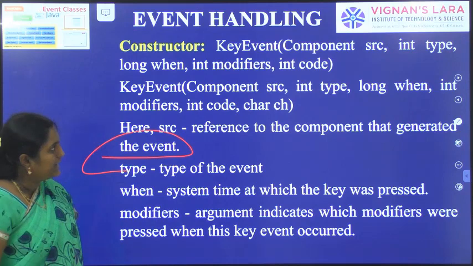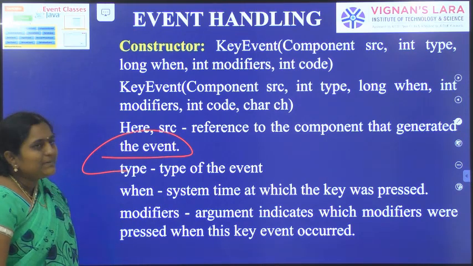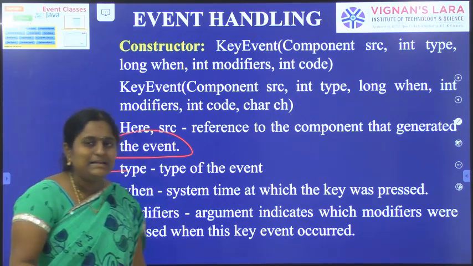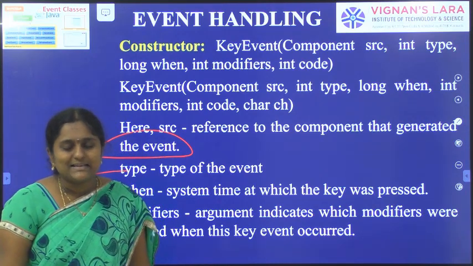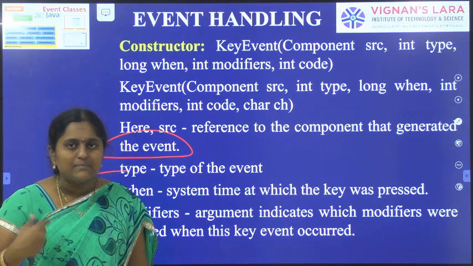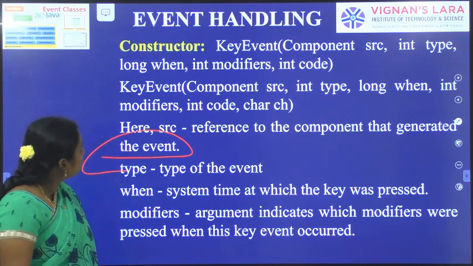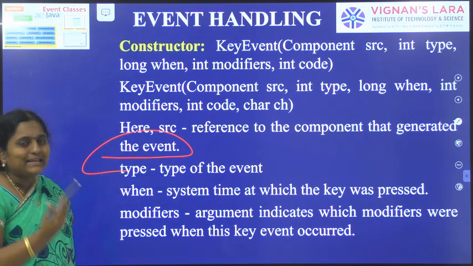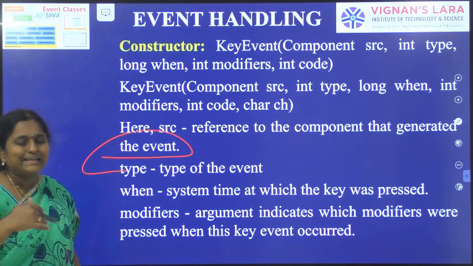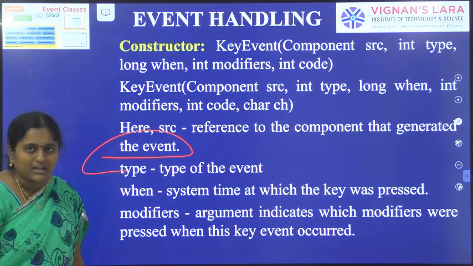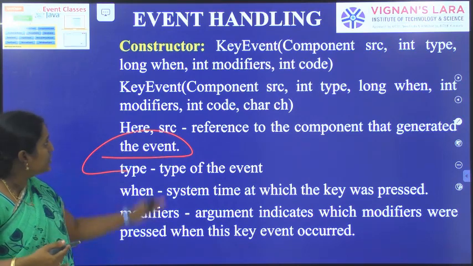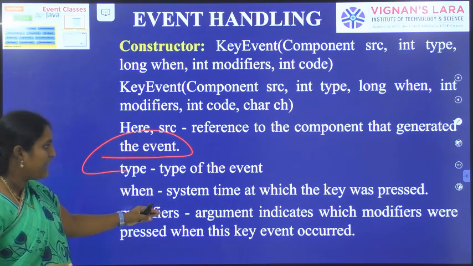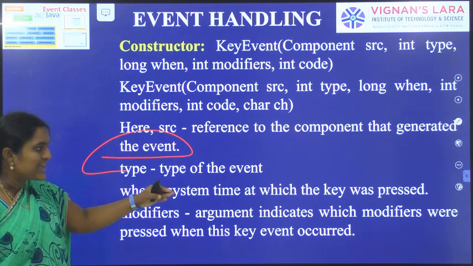Next one is the type. Type means the type of the event, related to the key events. The type of the event means key pressed, key typed, and key released. These three are the types of the event. Next one, long when. When a key is typed, when we read a character from the keyboard, when a key is pressed, when a key is released. Long when means the system time at which the key was pressed.